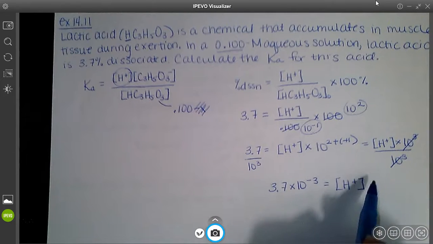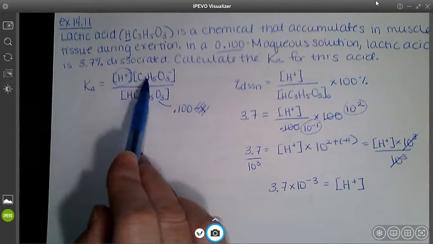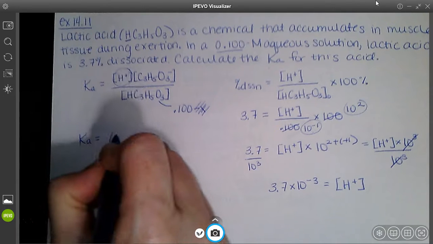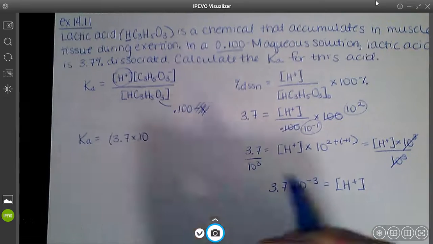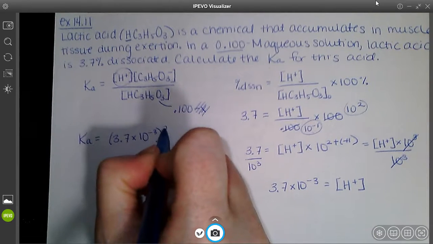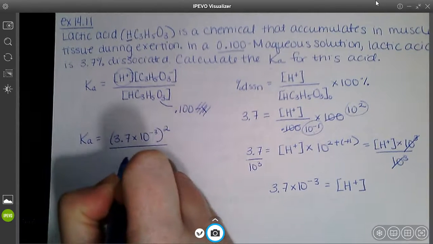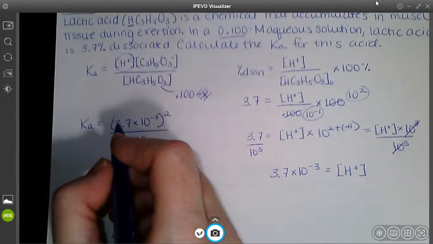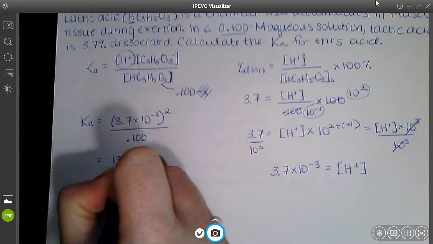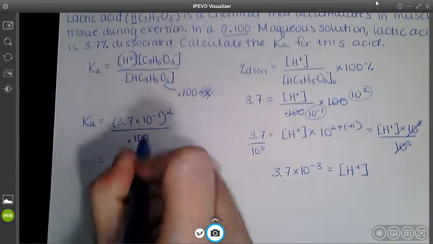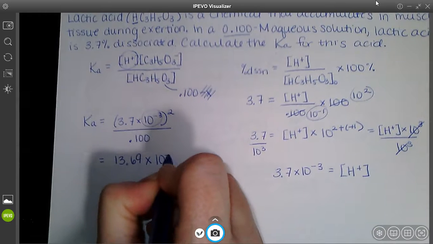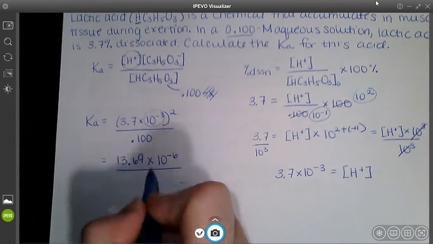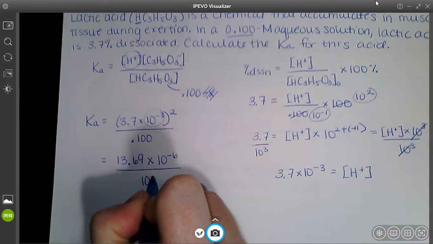So now that I know my hydrogen ion concentration, I can plug that in for both of these and find my Ka. If it's the same thing, it's just 3.7 times 10 to the negative third, squared, all over 0.100. 3.7 squared is going to be 13.69. 10 to the negative 3 squared is 10 to the negative 6. And then I'm dividing by 0.100, but I'm going to put that in a 10 form to make my math easier, 10 to the negative 1.